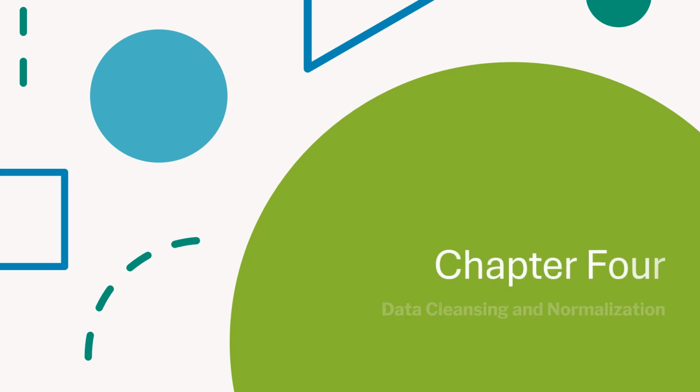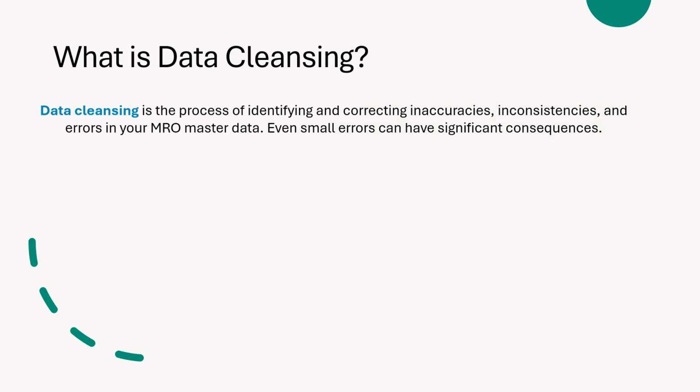Chapter 4: Data Cleansing and Normalization. Next, let's delve into data cleansing and normalization, two processes that are essential for maintaining high quality MRO master data. Data cleansing is the process of identifying and correcting inaccuracies, inconsistencies, and errors in your MRO master data.